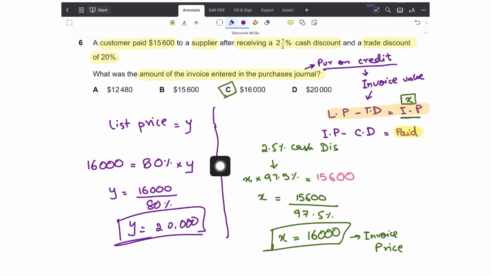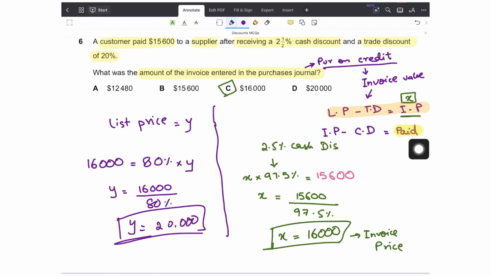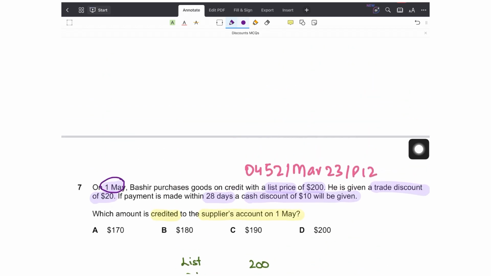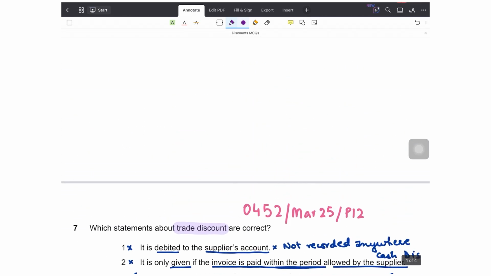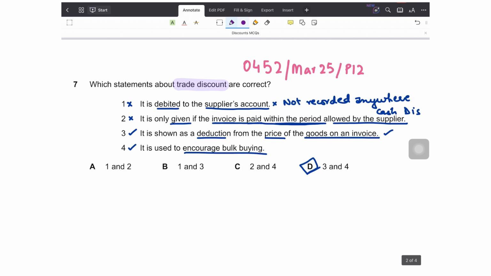So in this question, make sure that you remember that in the purchases daybook or in the sales daybook, we record the invoice value and not the list price, or not what is being actually paid, because that is recorded in the cash book for both customer or supplier. So I hope that after doing these past papers, the trade discount and the cash discount concept is much clearer than before.